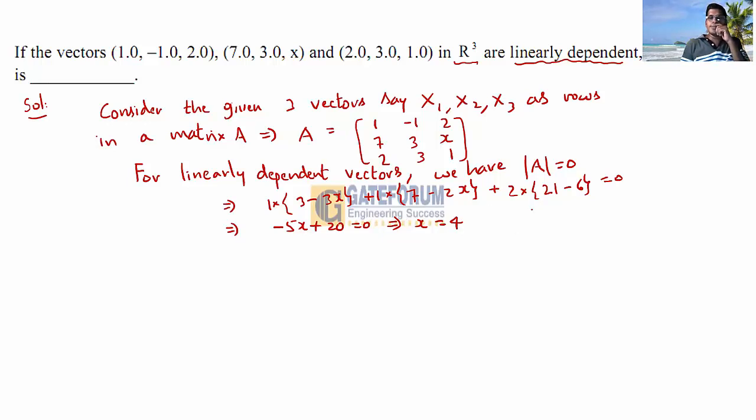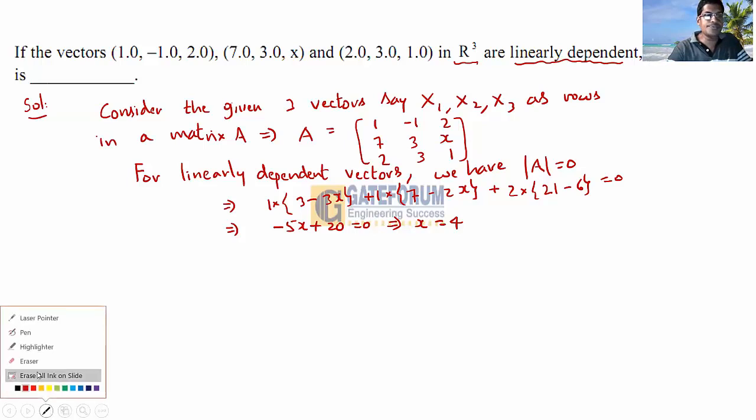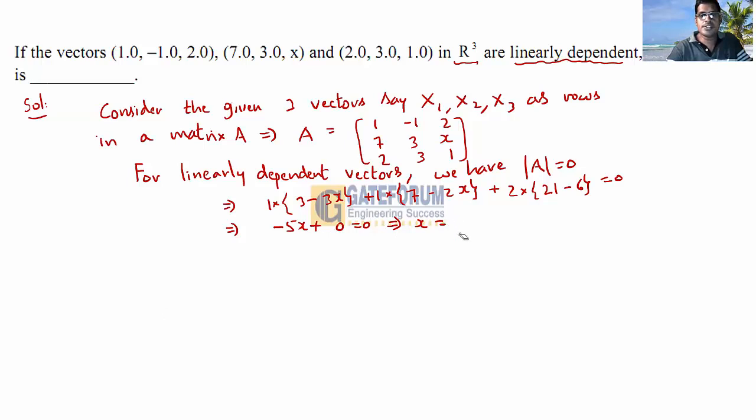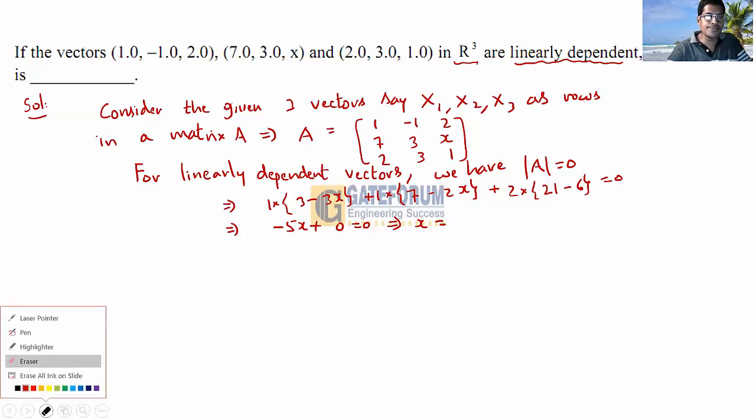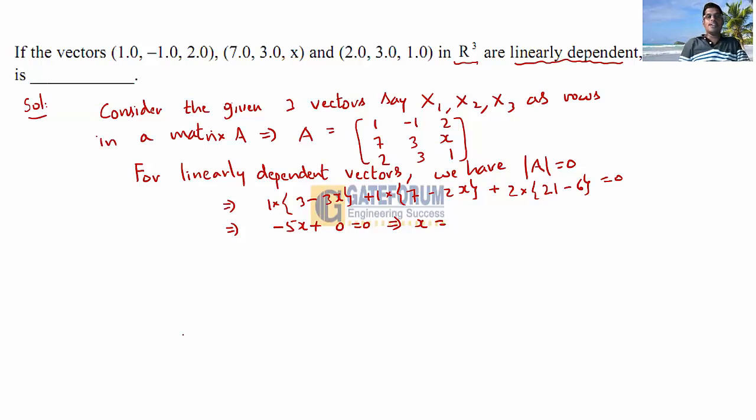Let me check. 21 minus 6 is 15. 15 into 2 is 30. So 30 plus 10, 40. So that x value is giving 8. Kindly excuse me. This is 40, and this is finally 8. So minus 5x plus 40 is equal to 0. x is equal to 8. So the answer is x is equal to 8. This is the end of the question.